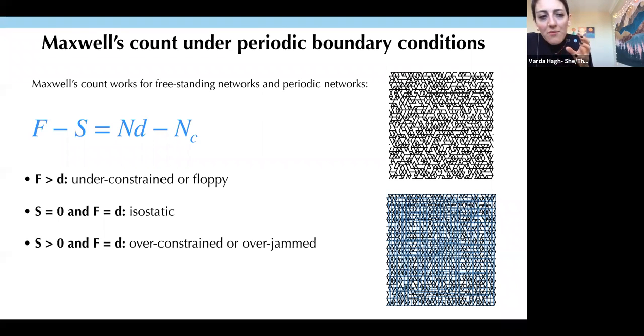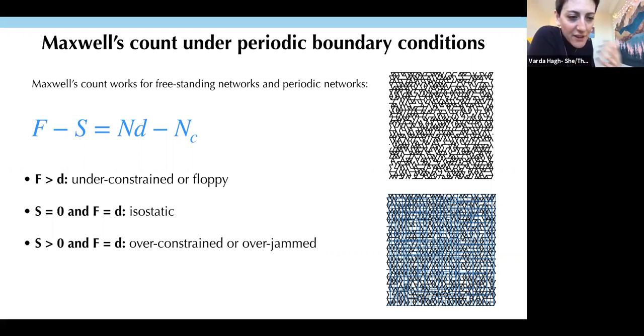Now, this is again for the periodic systems. For a periodic system, if the number of zero modes is bigger than D, we call the system under-constrained or floppy, because it means that there are some internal floppy modes. There are some internal zero modes that lead to particles being able to rearrange without costing us any energy.